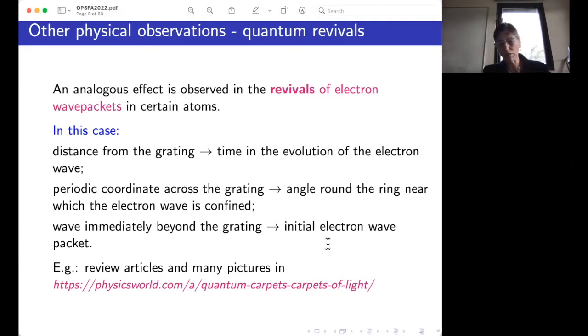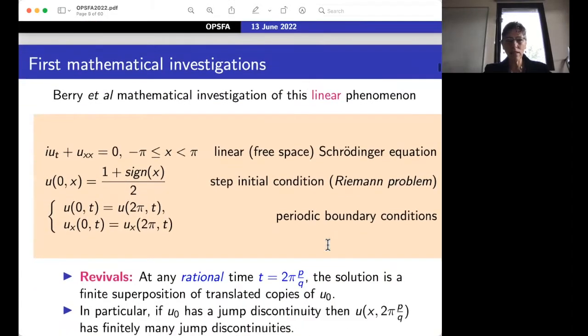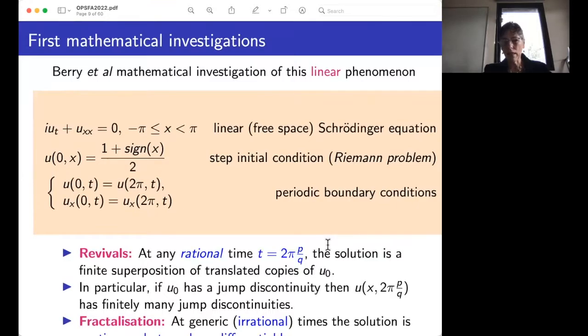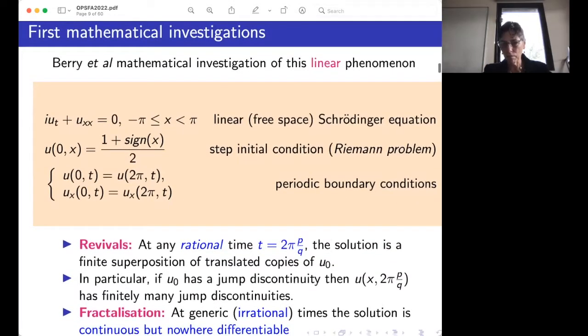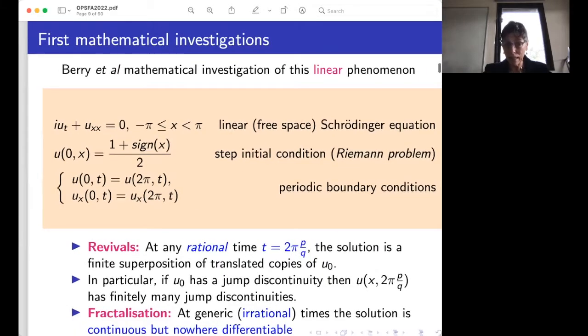If you Google revivals now, you'll find lots of fabulous pictures of this phenomenon. As I said, as far as I know, Barry and his group were the first to investigate this mathematically. It's a linear phenomenon: the free space Schrodinger equation, which is written there, with a step initial condition.